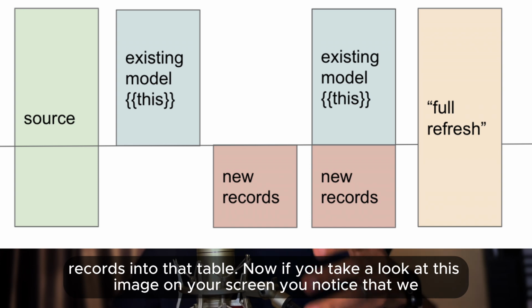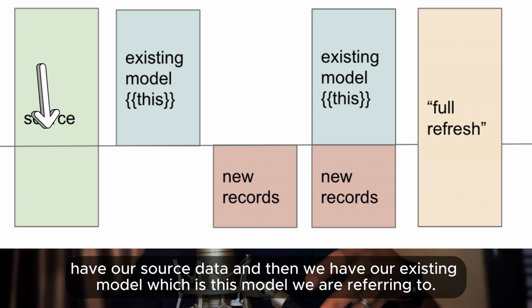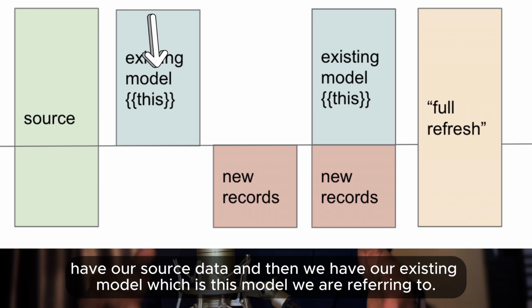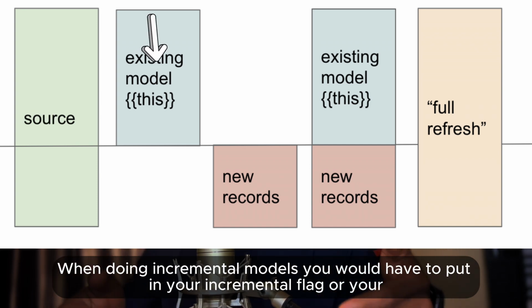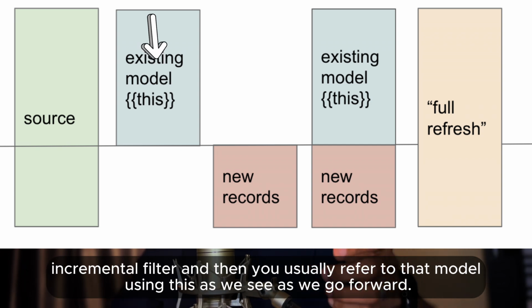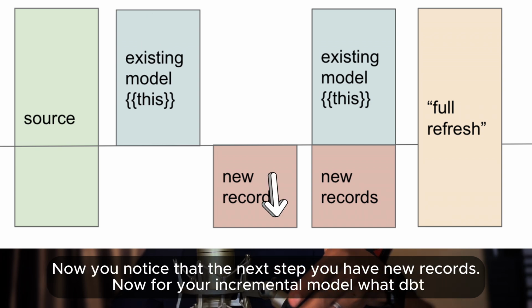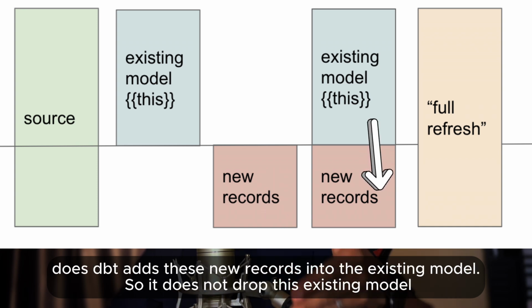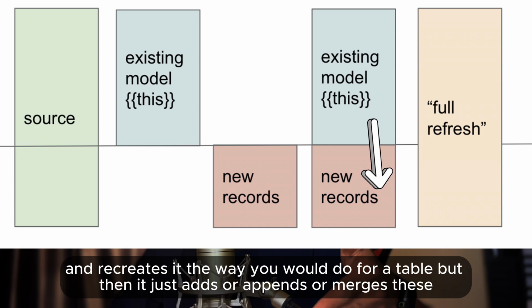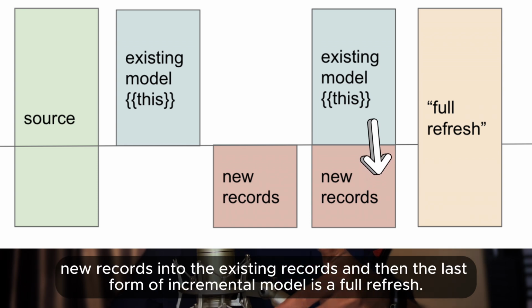Now if you take a look at this image on your screen, you notice that we have our source data and then we have our existing model, which is the model we are referring to. So when doing incremental models, you have to put in your incremental flag, or your incremental filter, and you usually refer to that model using this, as we'll see as we go forward. Now you notice that the next step, you have new records. For your incremental model, dbt adds these new records into the existing model. So it does not drop this existing model and recreate it the way you would do for a table, but it just adds, appends, or merges these new records into the existing records.